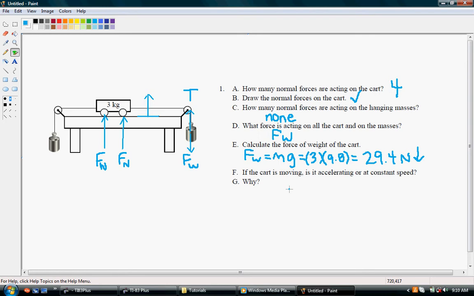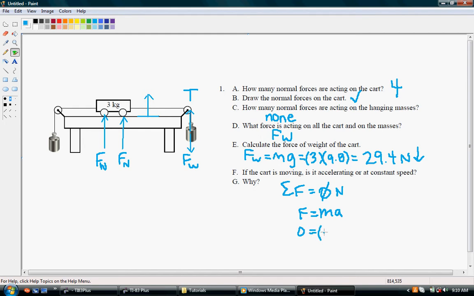So it wants to know in 1F, if the cart is moving, is it accelerating or at constant speed? Well, let's think about this. The force of weight are equal on both sides. Therefore, our net force is 0. So the sum of our forces is 0 newtons. Now, if we're following the equation force equals mass times acceleration, we have a force of 0. That's our net force.